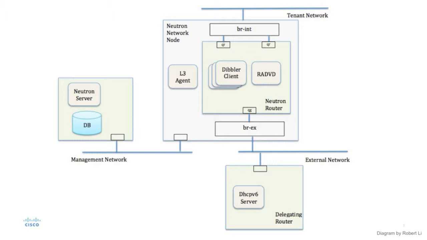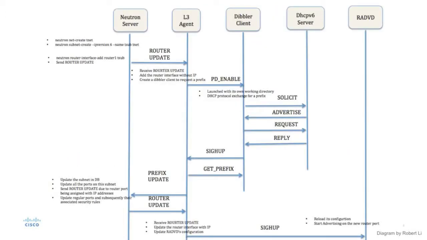So every time your tenant creates an IPv6 subnet that they want to be controlled by prefix delegation, and importantly, adds an interface to a router with a connection on the external network, we spin up a new instance of the Dibbler client, and that Dibbler client is responsible for talking to your external DHCP v6 server and handling all of the prefix delegation traffic. So what does that prefix delegation traffic look like? It looks like this. I'll just dive into this very quickly. Essentially, what this is showing is the flow between Neutron, the Dibbler client, and your DHCP v6 server.